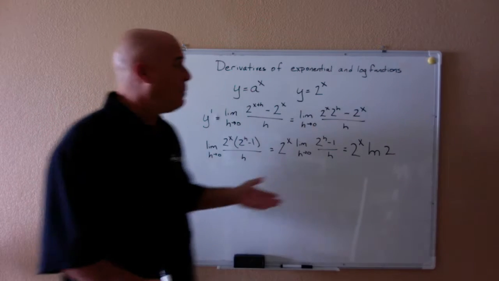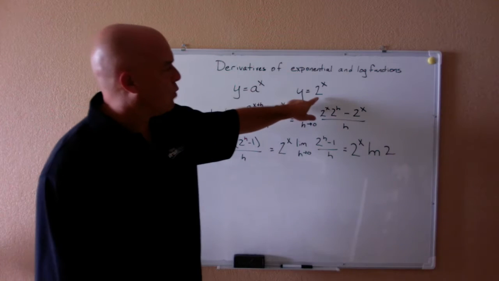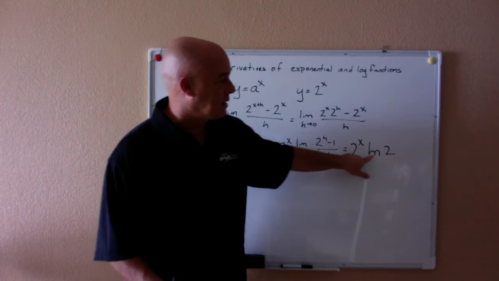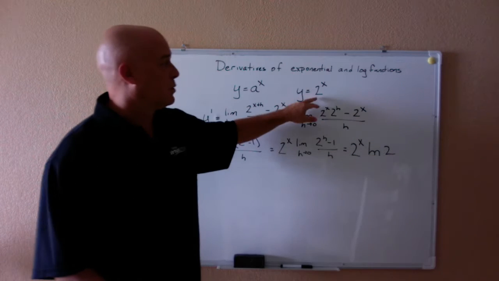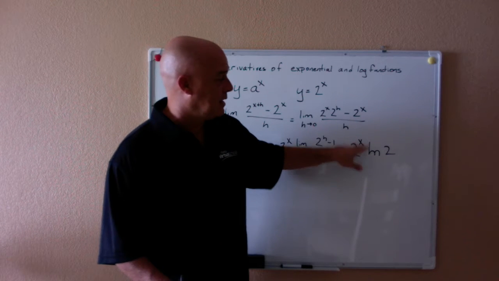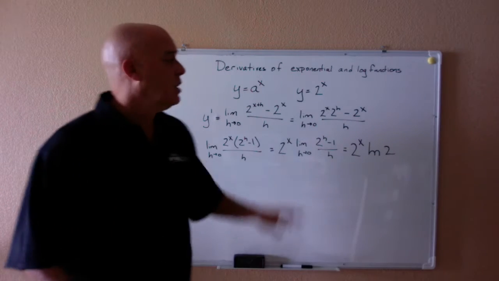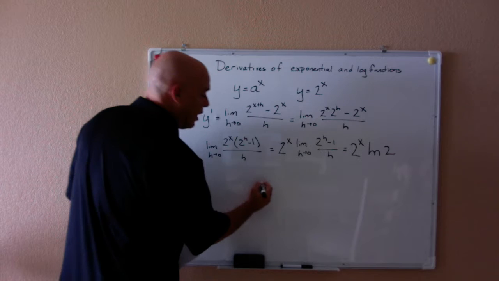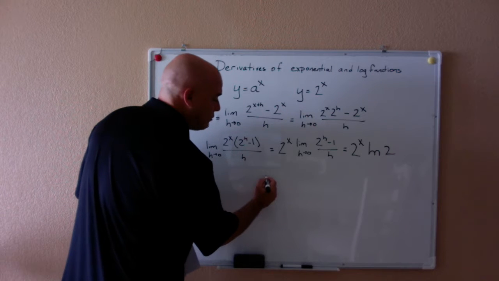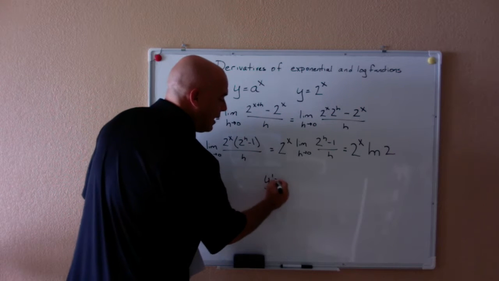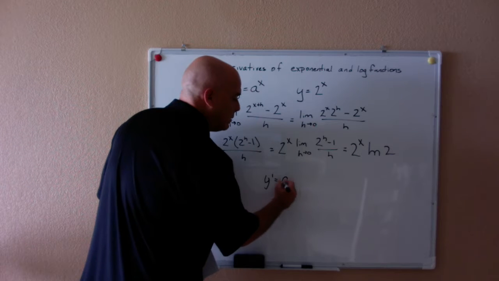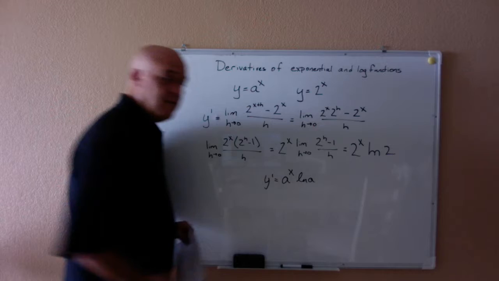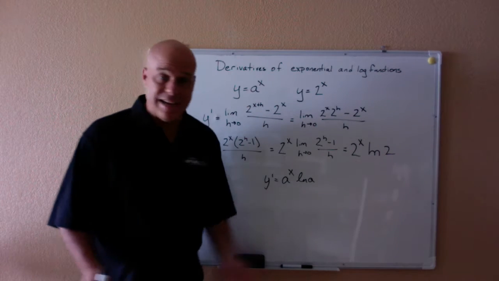And what's happening here is, regardless of what this base is, if this was 3 to the x, then this would become 3 to the x times the natural log of 3. If this was 6 to the x, then this would be 6 to the x times the natural log of 6. So whatever that base is right here, we can generalize this now: for any exponential function, the derivative of that exponential function is going to be a to the x times the natural log of a, whatever the natural log of that base is.